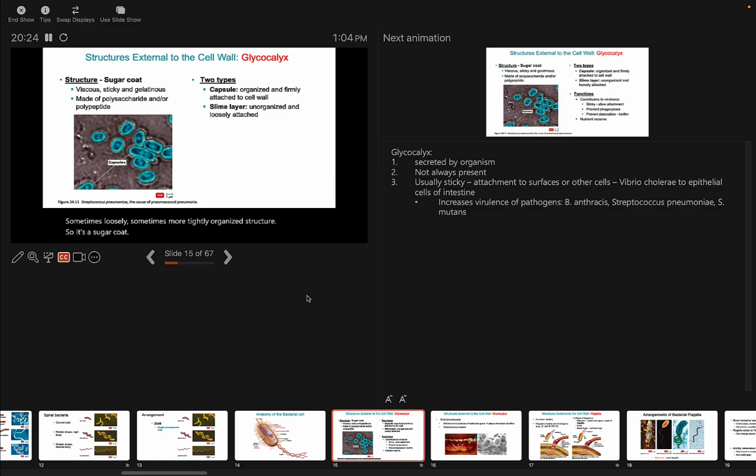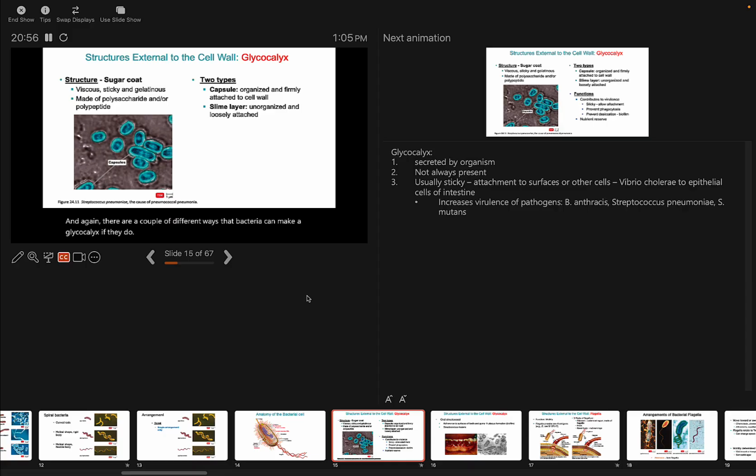So it's viscous. That means it's not solid, but it's also not a liquid. It's jello-y. Mucusy is a really good way to describe it. Kind of like the texture of mucus. It's made usually of polysaccharides. Sometimes there can be proteins in there as well, but it's mostly polysaccharide. And again, there are a couple of different ways that bacteria can make a glycocalyx if they do.